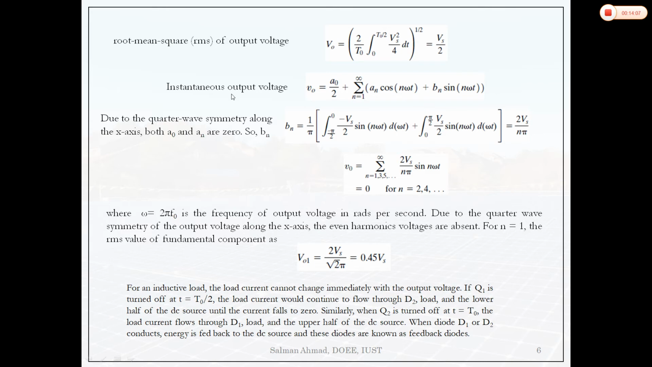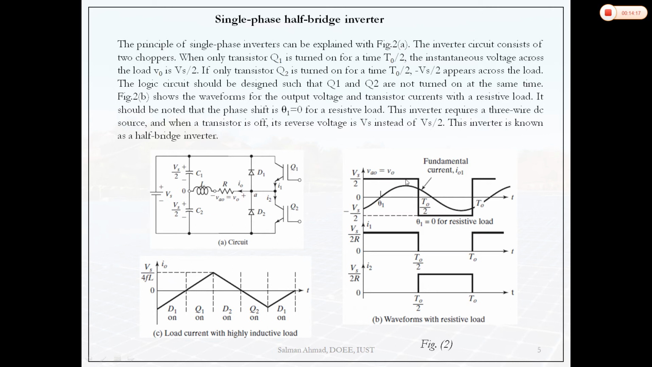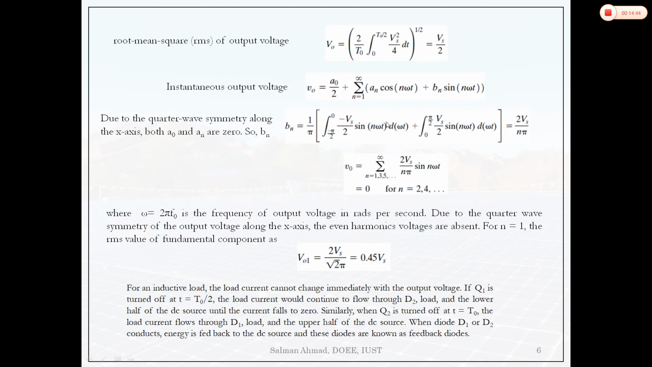Now we can also find the instantaneous output voltage, given by v naught is equal to a naught upon 2. The output voltage is a square wave type waveform, it is not sinusoidal. So you can decompose this waveform into a fundamental component and harmonic components with the help of Fourier series analysis that you already learned in mathematics classes. Any non-sinusoidal waveform you can decompose into a fundamental component and harmonic parts.